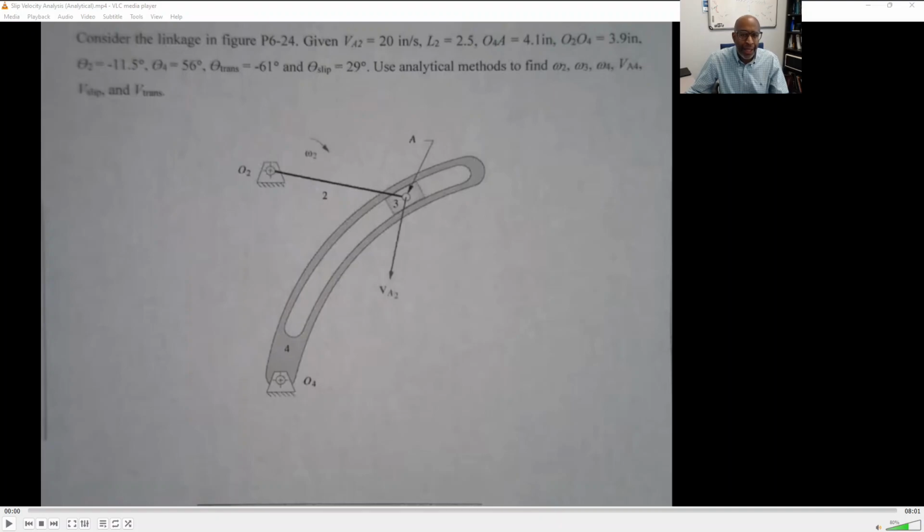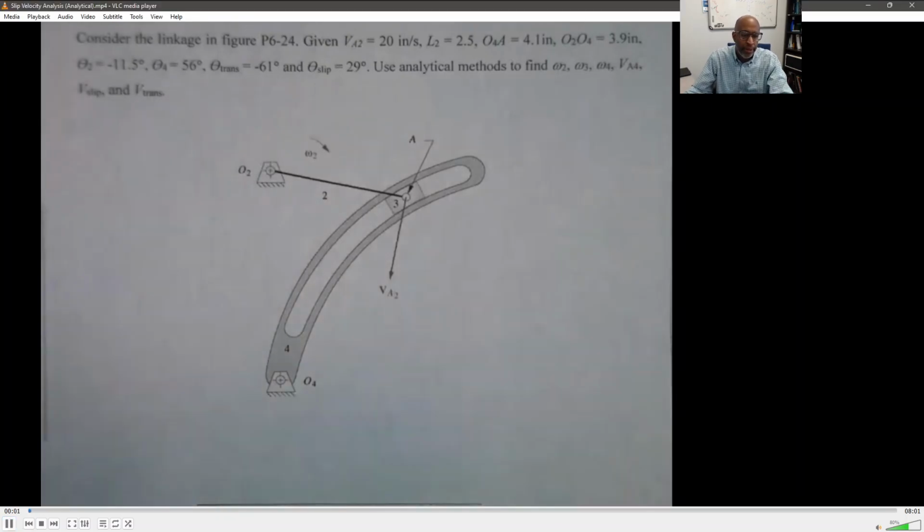And we're going to use analytical methods, and so we will be getting exact answers. You should expect to see some trig here to make sure that we're not just measuring things with a ruler, but we're getting answers that are perfect for omega 2, omega 3, omega 4, VA4, V slip, and V trans. So let's go ahead and get started.